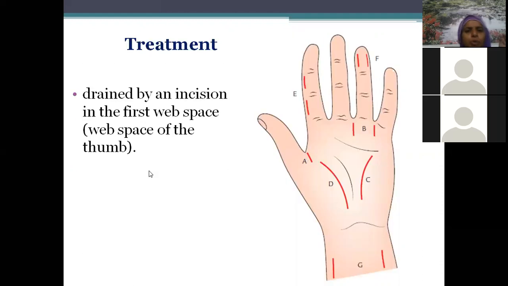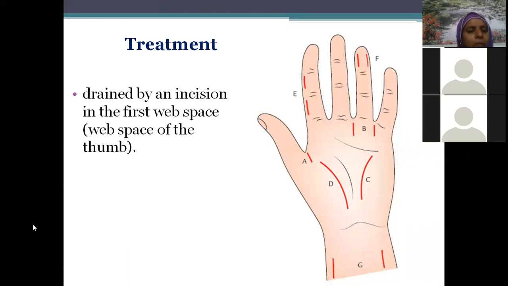So the mid-palmar and thenar spaces are routine 5-mark questions. Very popular questions these are. They may sometimes come as essays also, but spaces of the palm are very important.